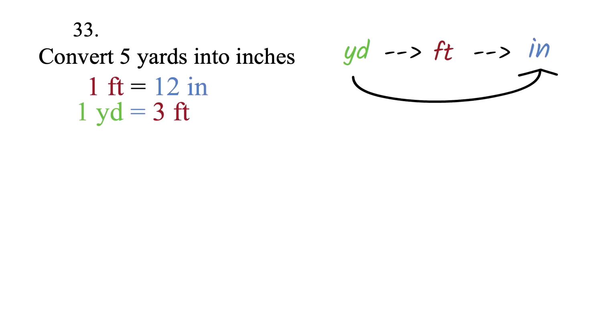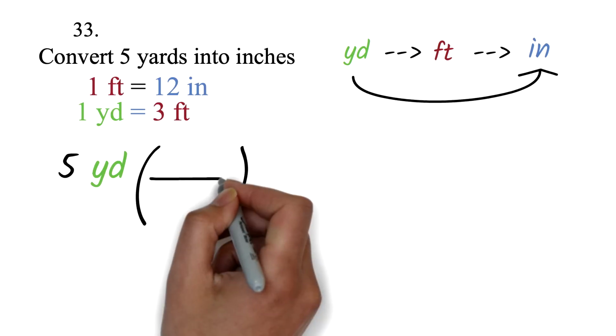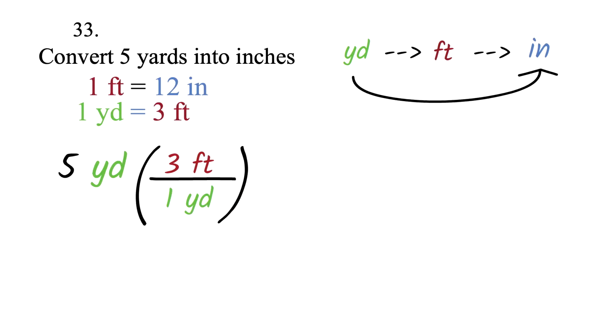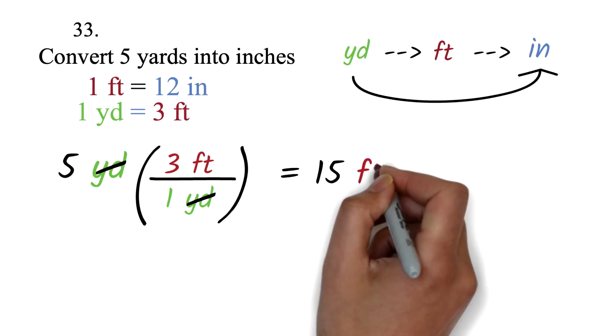Let's look at it. As usual, we will write down what we are converting. In this case, 5 yards. We multiply this by the converting factor, 3 feet over 1 yard. The yard will cancel out. 5 times 3 is 15. So we have 15 feet.